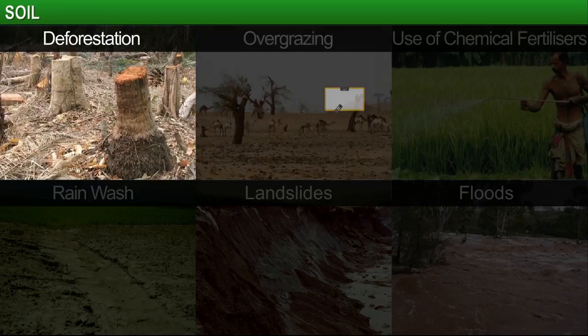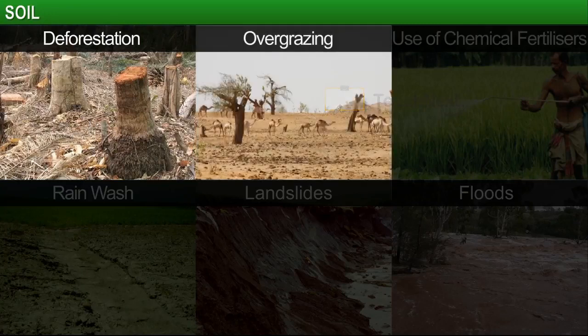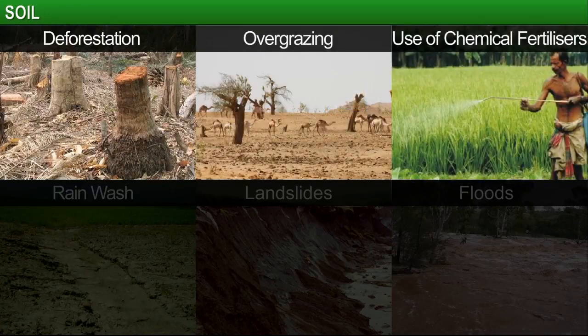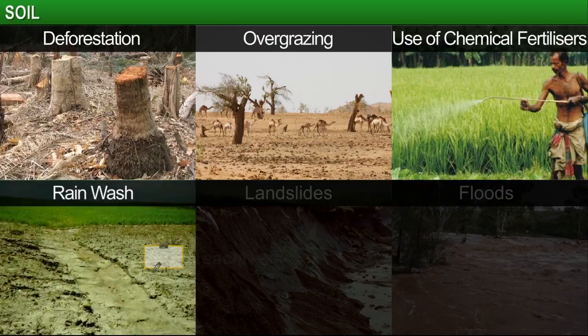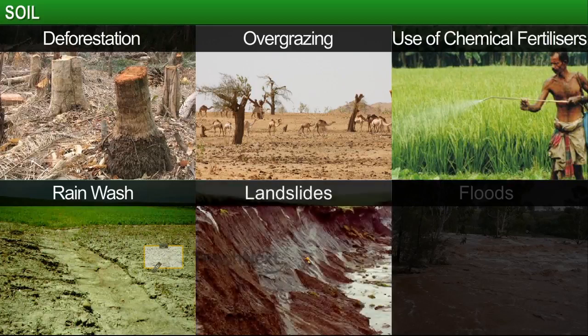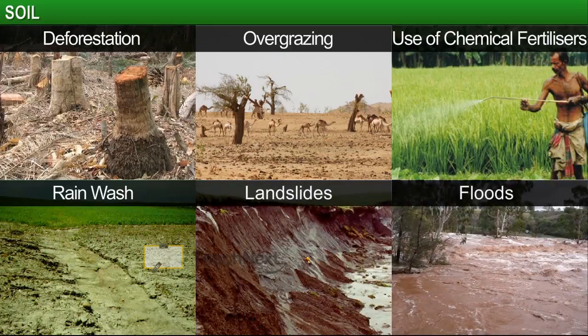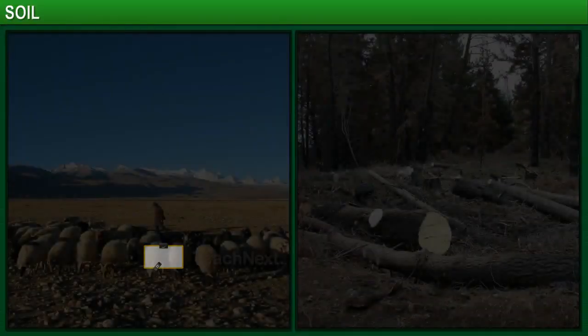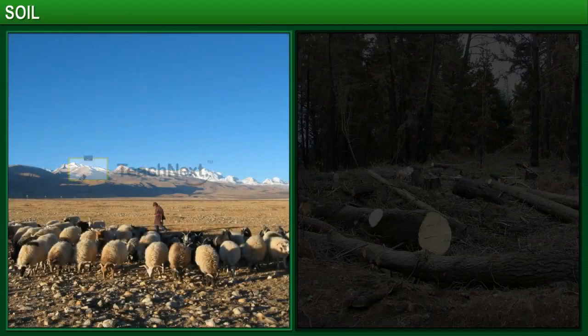Soil degradation is caused by deforestation, overgrazing, excessive use of chemical fertilizers and pesticides, rainwash, landslides, and floods. For example, one of the main reasons for the lack of fertile soil in Afghanistan is overgrazing.